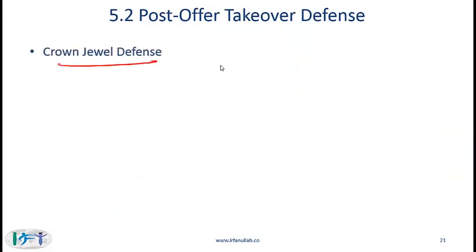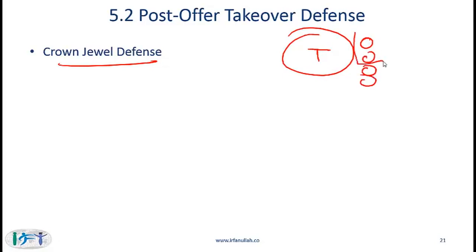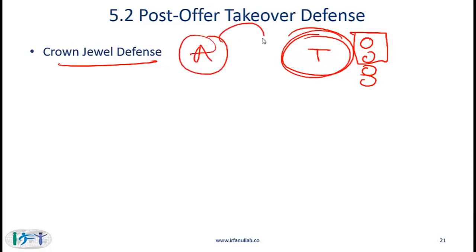Crown jewel defense. What happens here is, if you have a target company with several businesses or several segments, of which one or two segments are the star performers, then in order to make itself less attractive, when an acquirer comes over, target company T just sells the most attractive parts of its business. Once these are sold, then the acquirer will not be interested in T anymore.